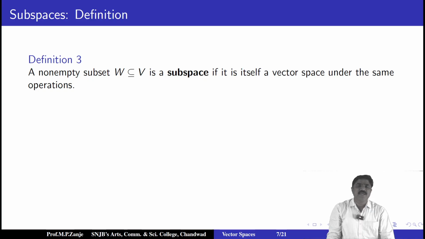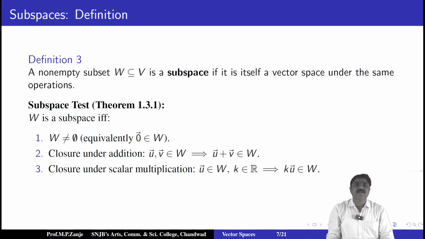Now subspace: a non-empty subset W is a subspace if it is itself a vector space under the same operations, addition and scalar multiplication. In easy language, it should be closed under addition and scalar multiplication; that is called a subspace. W is a subspace if and only if W is non-empty, and closed under addition and scalar multiplication. The 0 vector must be there, so W is non-empty, equivalently 0 belongs to W. This is the subspace test.